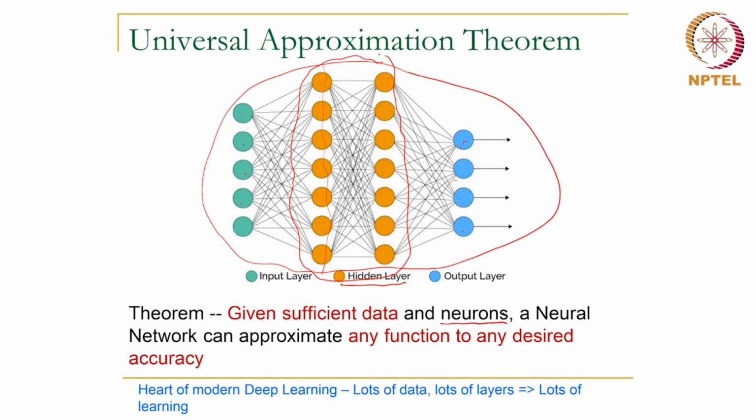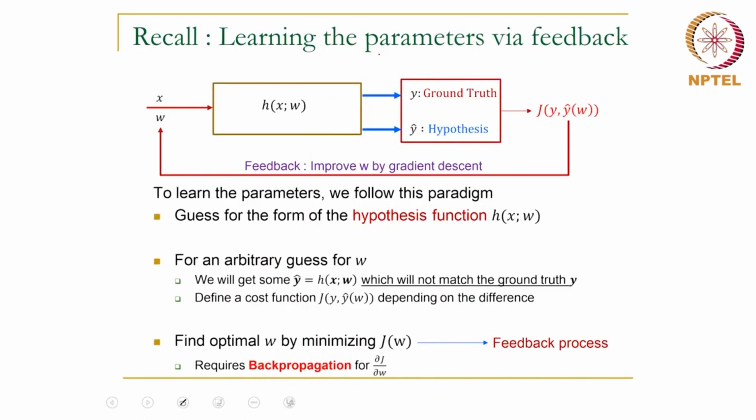So what we know is that for given sufficient data and neurons, a neural network can approximate any function to any desired accuracy. So this is basically the heart of deep learning. You give lots of data, you give lots of neurons, you give lots of layers, there will be lots of learning. So that is it. This is the rough paradigm through which we will be working.